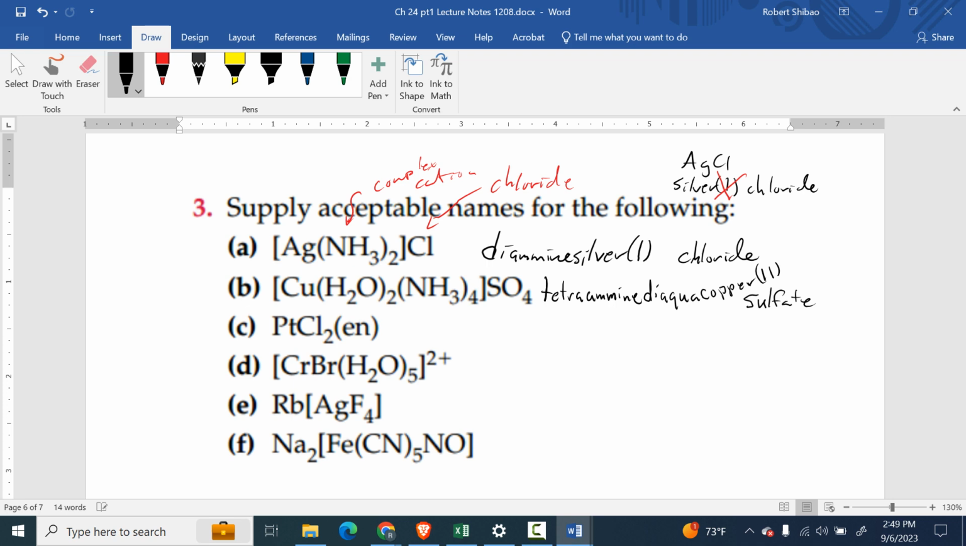Is this sulfate bonded to the copper? Maybe the sulfate, that looks like a bidentate ligand. Would sulfate be a bidentate ligand? No. Sulfate is a monodentate ligand, ring strain. In fact, is sulfate even a ligand? Sulfate is not a ligand. Sulfate is just a regular ion. So we don't call it sulfato, we just call it sulfate.